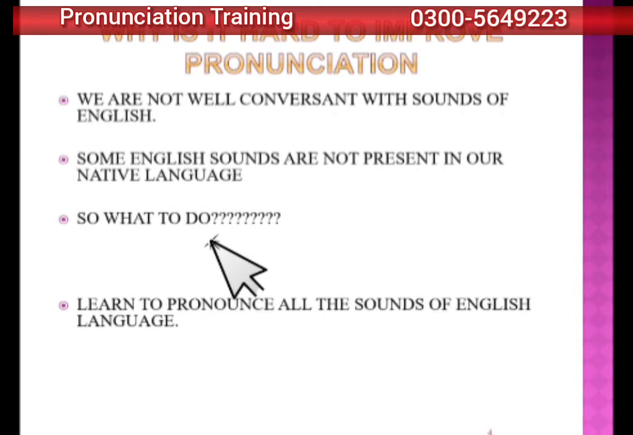Though this is a fact, it's a reality that it's very hard to improve pronunciation because of this reason. So what to do? You have to learn to pronounce all the sounds of the English language. As I have told you earlier, what is the way out, हल क्या है इस मसले का? It's very difficult to improve pronunciation. So first of all, you have to learn the articulation, the production of all the sounds.